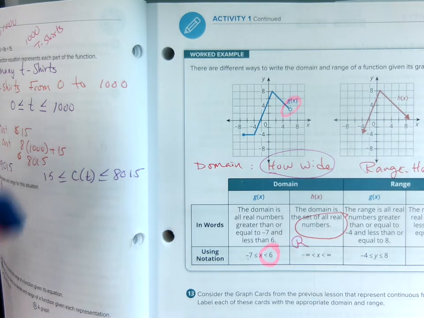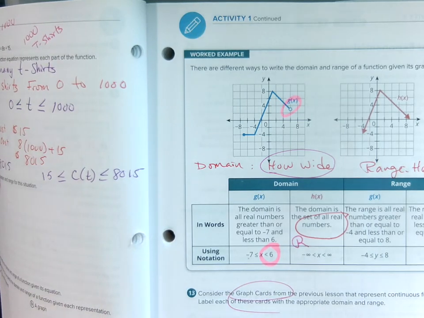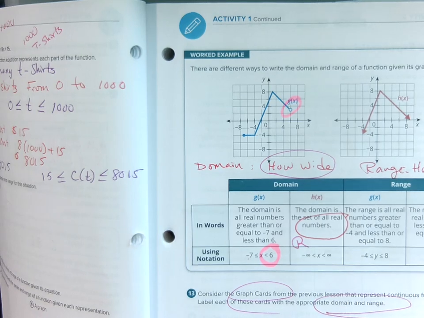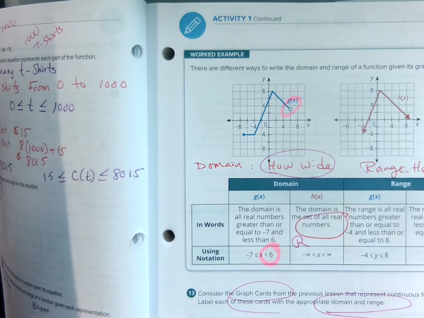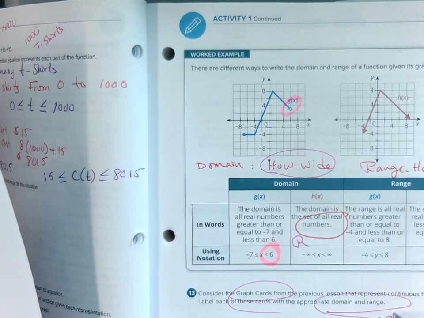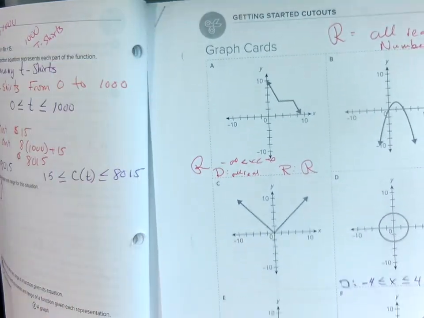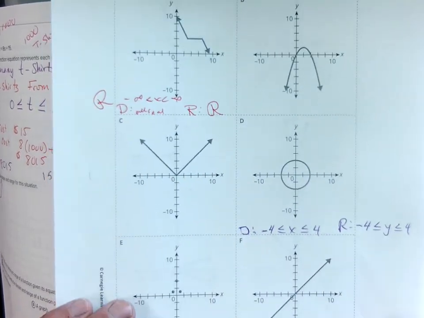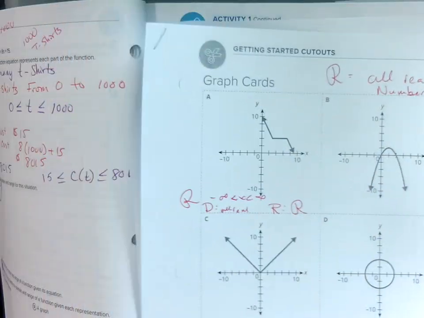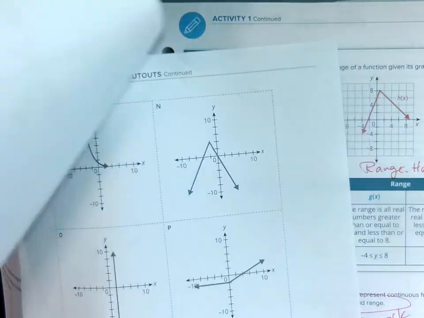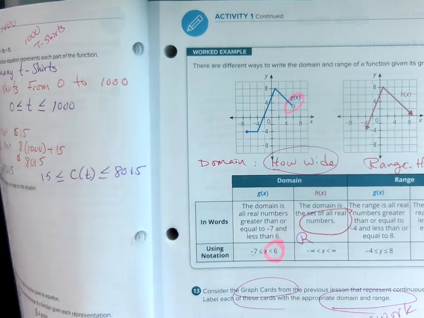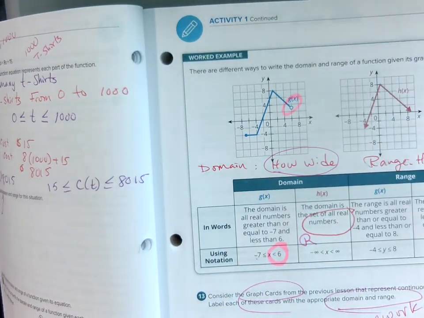Okay? Now, it says consider the graph cards from the previous lesson. We want the appropriate domain and range, and that is our homework today. So our assignment is to do the cards and talk about domain and range on the cards. I did a couple of them, and then we need to do all of these for our homework. So that's it. If you have any questions, come see me. I'm happy to help you. Quiz tomorrow on all of this.